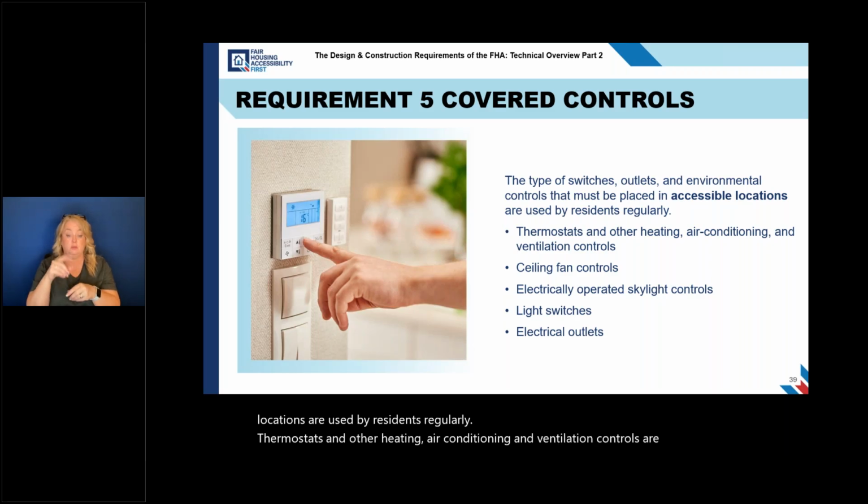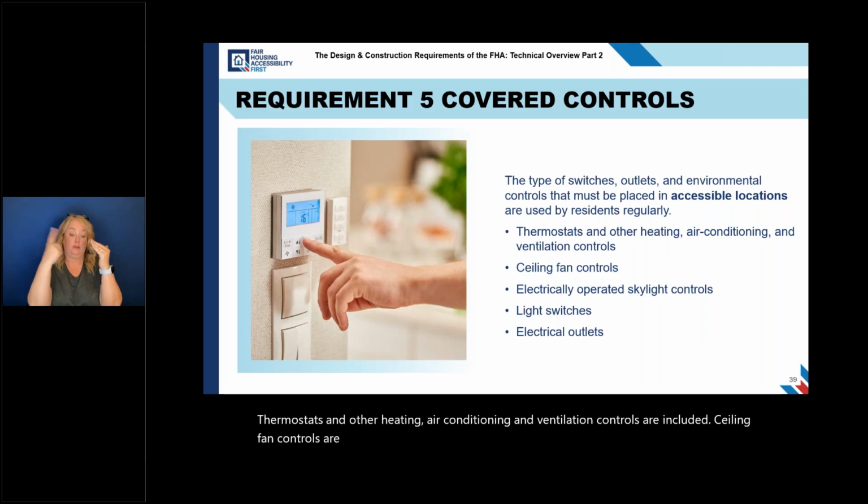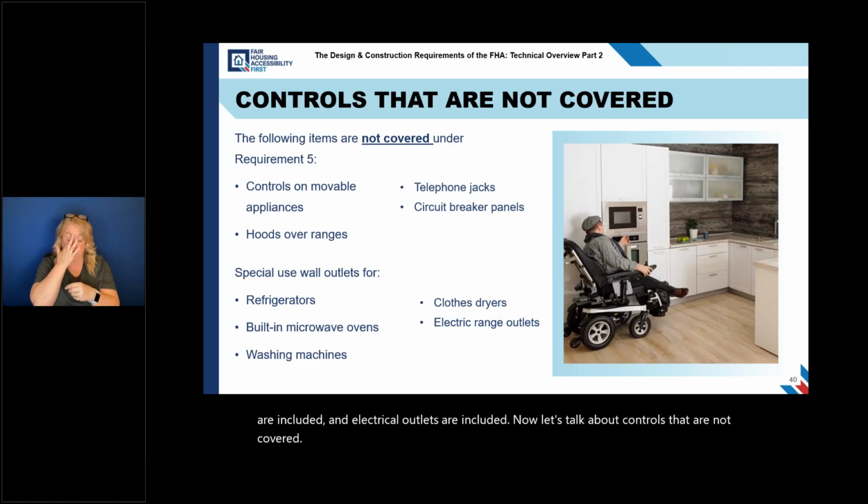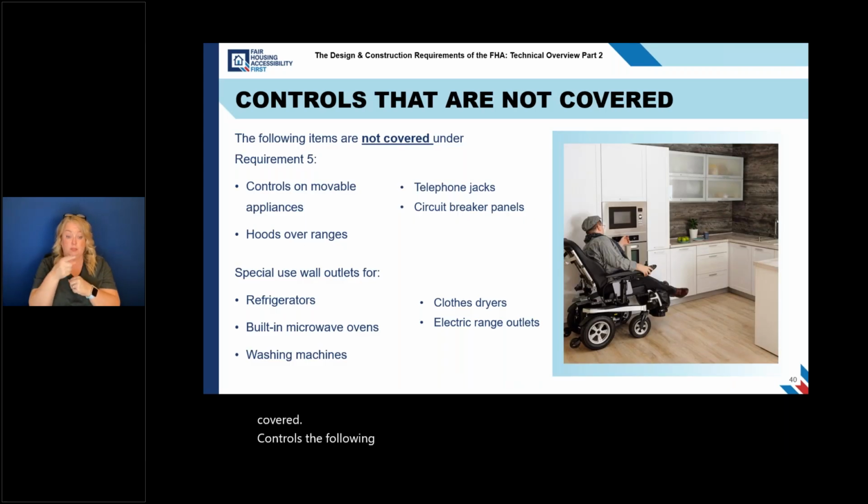Ceiling fan controls are included. Electrically operated skylight controls are included. Light switches are included, and electrical outlets are included. Now let's talk about controls that are not covered. The following items are not covered under requirement 5.